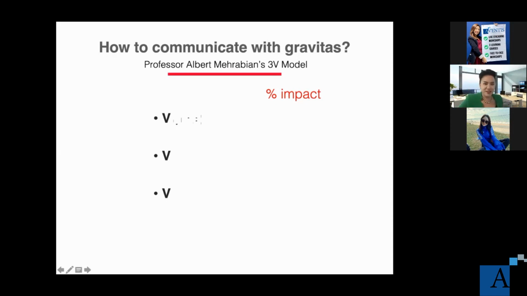You are all correct because we are verbal, vocal, and visual. Now, which one do you think has the most impact, especially when it's face-to-face? Because Professor Albert Mehrabian, the guy whose name I put here, is a social psychologist. Back in 1969 to 71, he did extensive research on face-to-face communication.